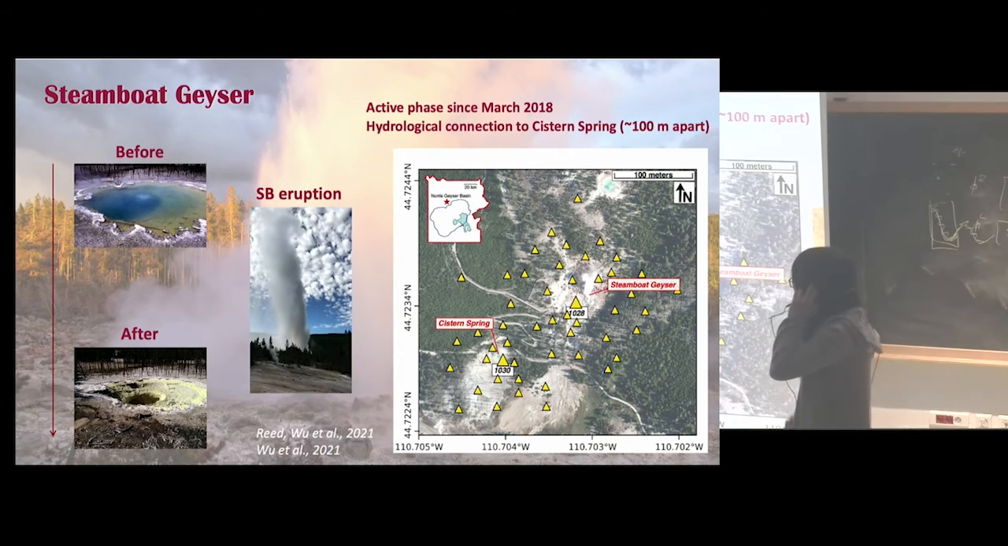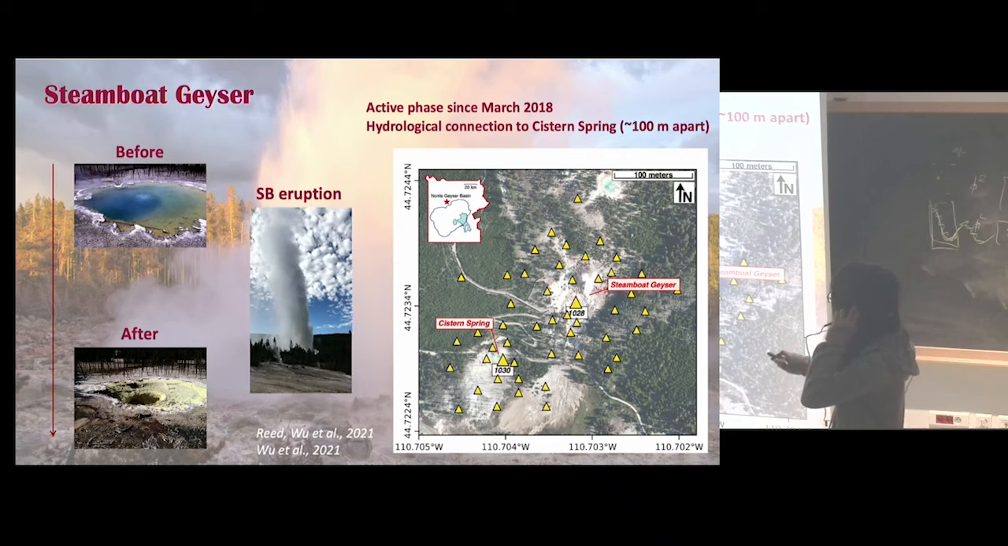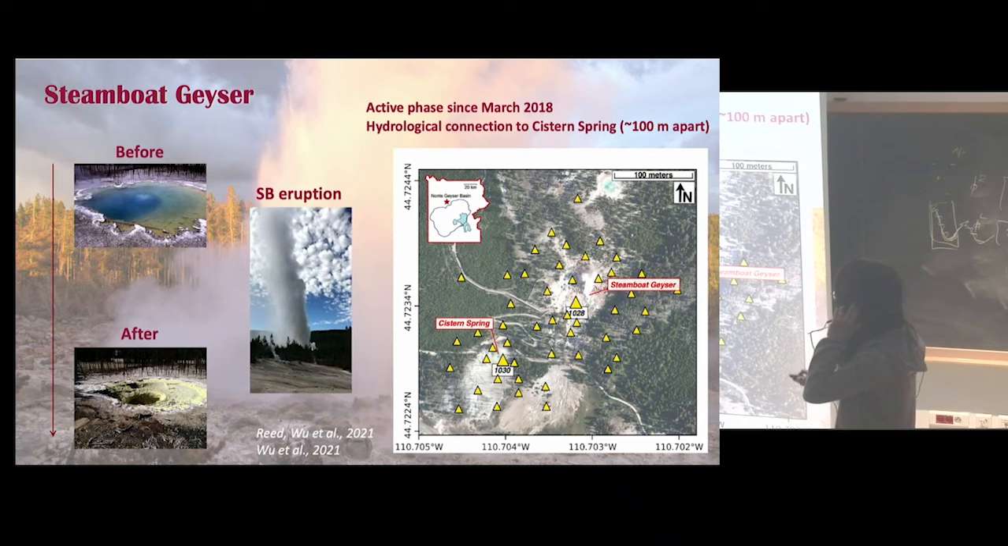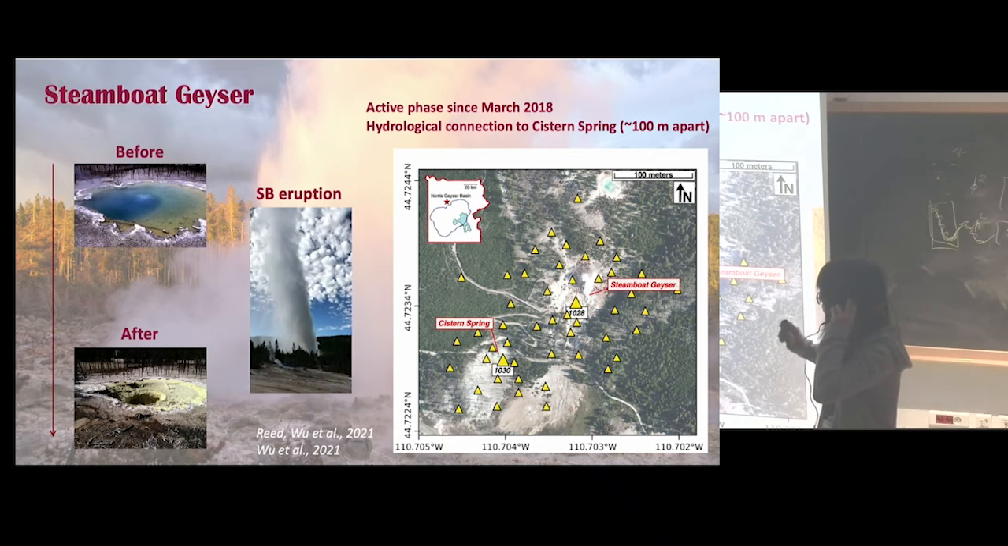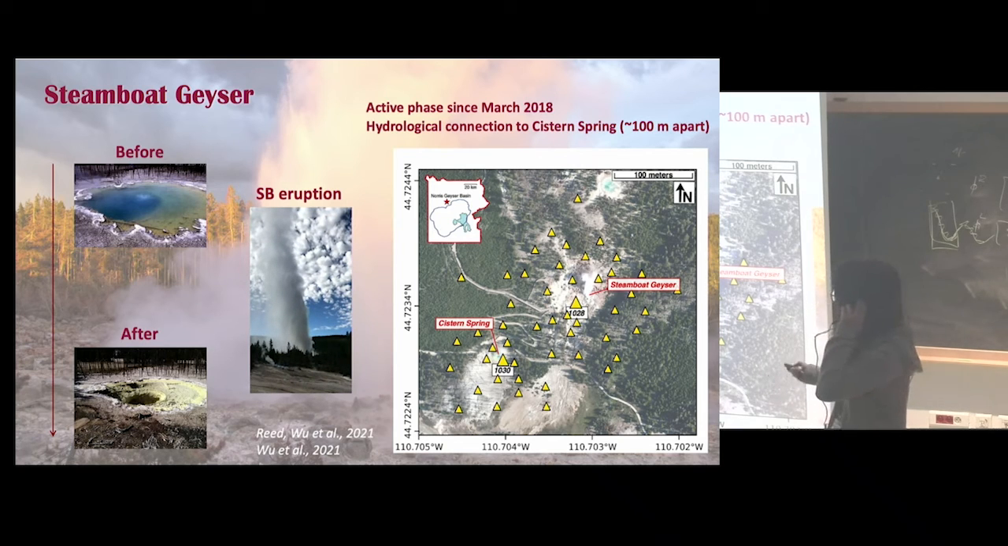This is quite a simple system, so now I want to introduce Steamboat Geyser. The reason is that Steamboat Geyser is the tallest geyser in the world. It's 2 to 3 times taller than Old Faithful, so it's a very powerful system in time and also in space. It has a well-known hydrological connection to a nearby spring. I say nearby, it is 100 meters apart.